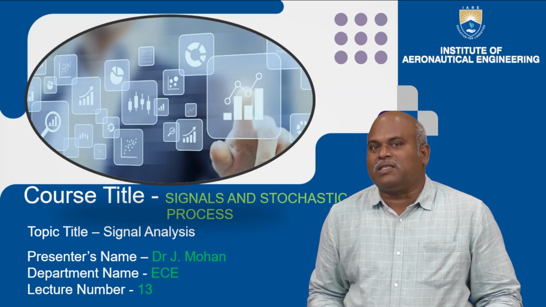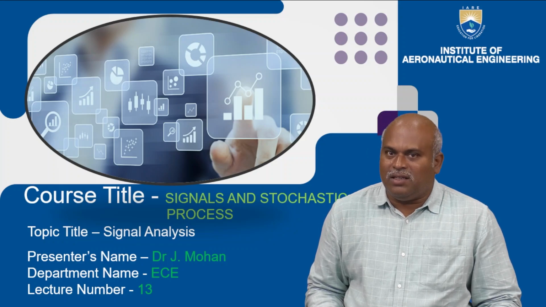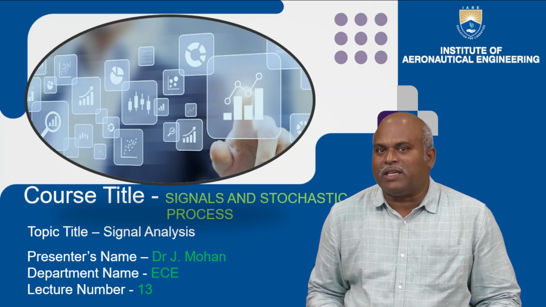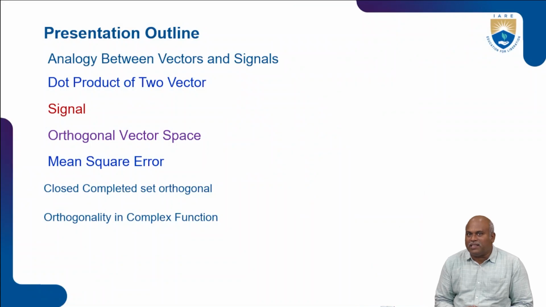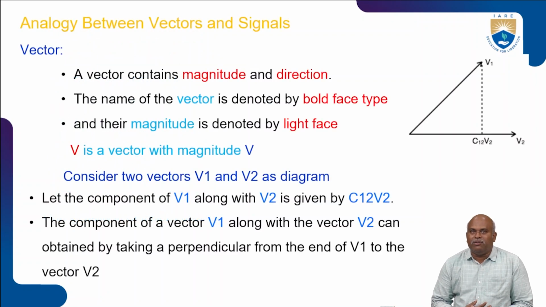Today we are going to discuss signal analysis in the subject of signals and stochastic processes. Today's presentation outline is the analogy between vectors and signals: dot product of two vectors, signal, orthogonal vector space, mean square error, closed and complete set of orthogonal functions, and orthogonality in complex functions. First we go for the analogy between vector and signal.